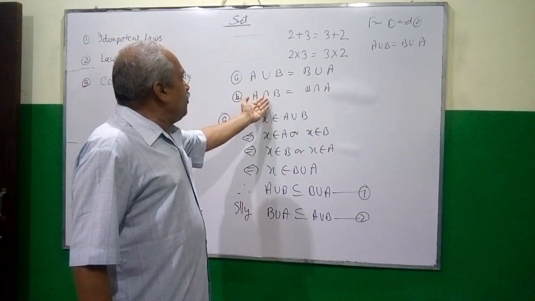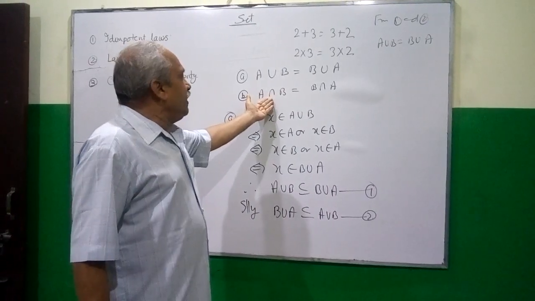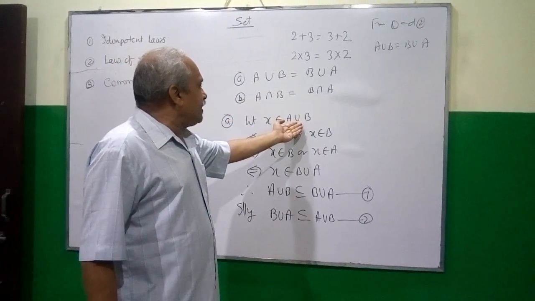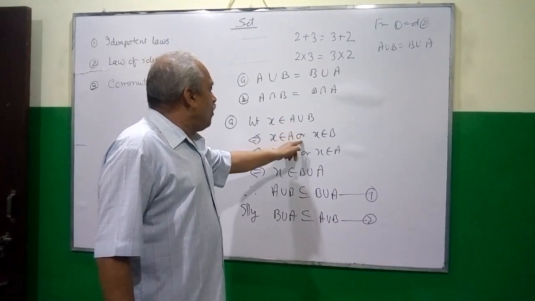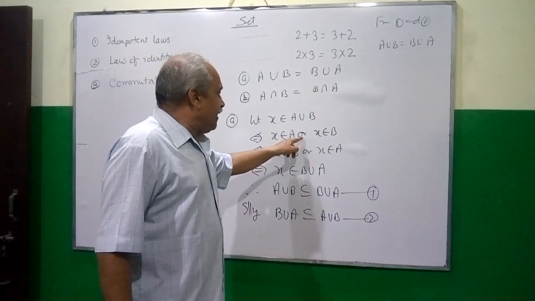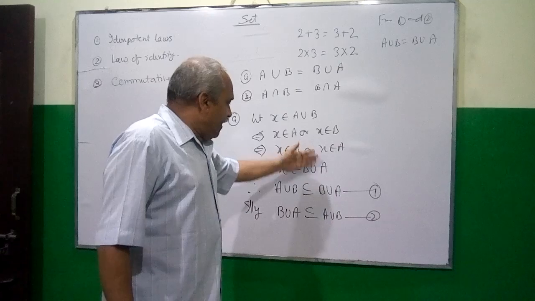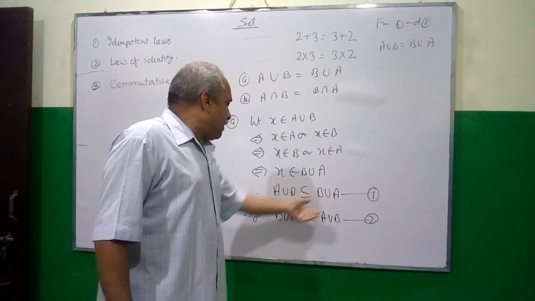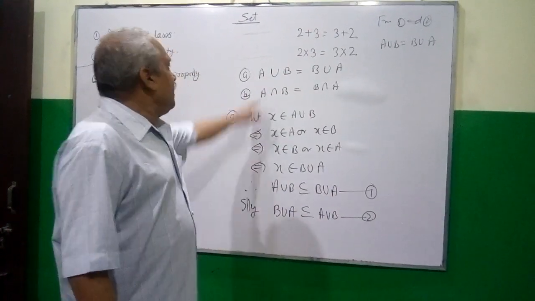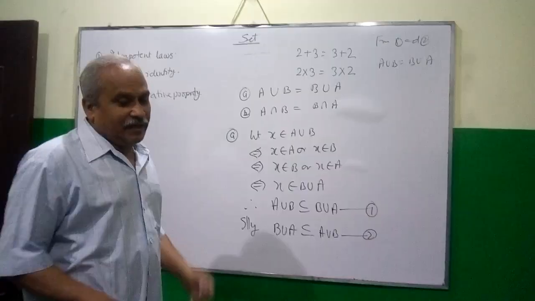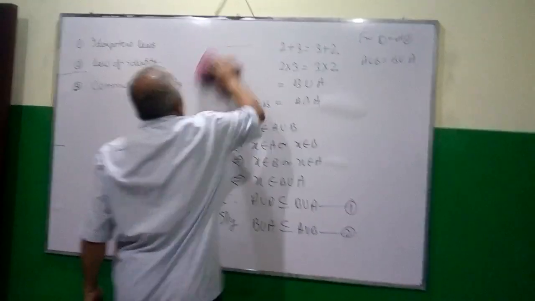Now, this can be proved for intersection. Only in place of union you will write intersection, and in place of or you will write and. Union will be converted to intersection, and thus you can get A intersection B equal to B intersection A. I hope this is clear.